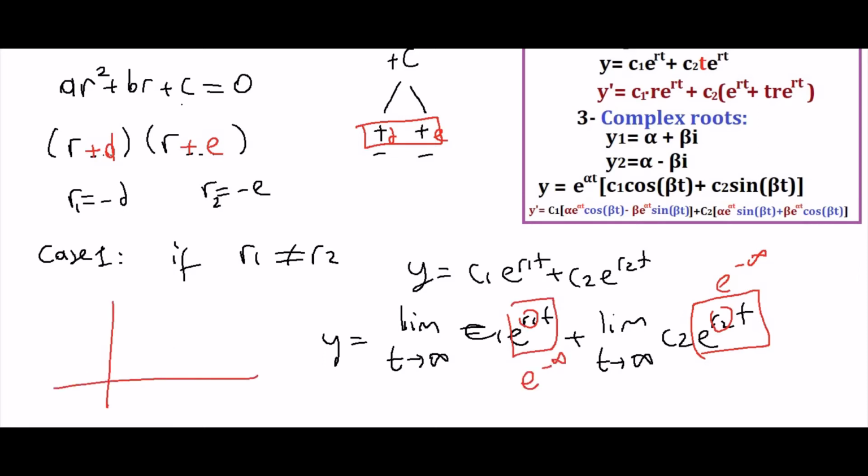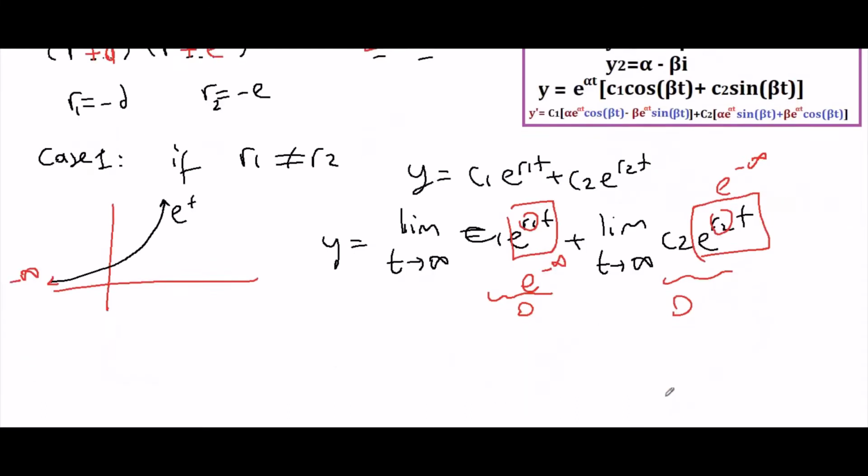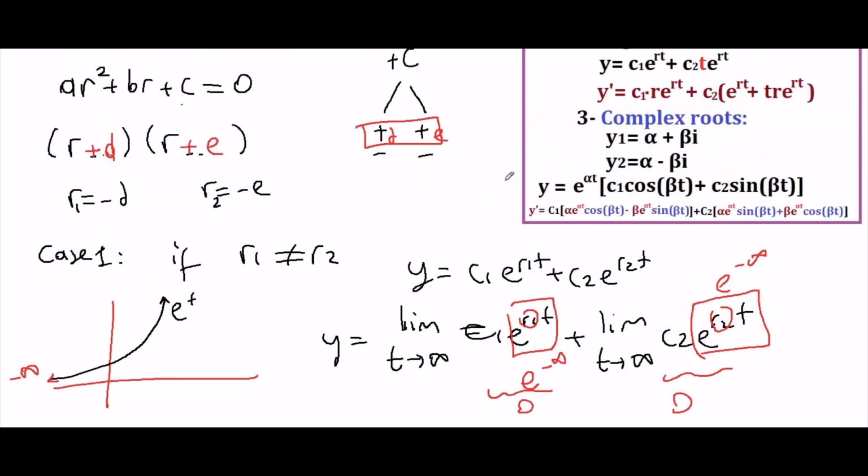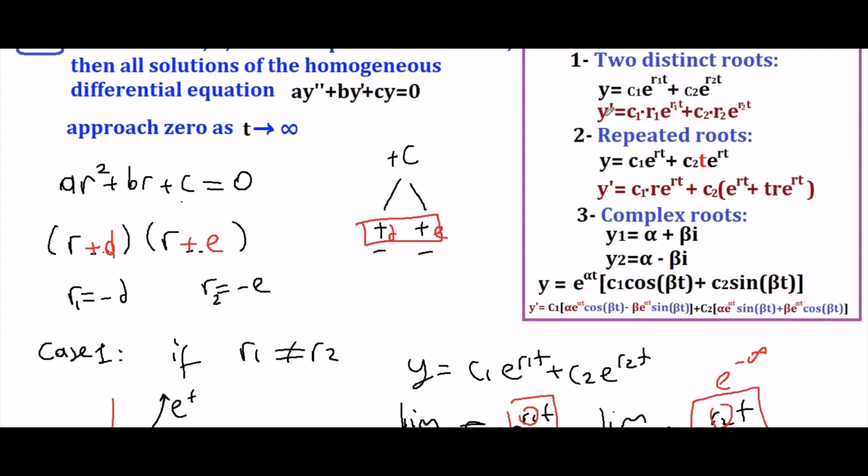Let's go ahead and check the e function. Our e to the t approaches 0 as we go to the negative infinity side. So this limit approaches 0 because e to the negative infinity approaches 0, and this also approaches 0. So our y function is equal to 0 plus 0, which is 0. So with two distinct roots, the general solution approaches 0.